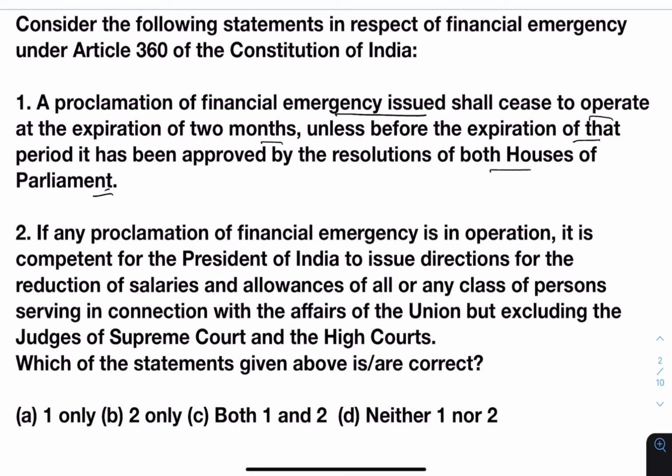If any proclamation of financial emergency is in operation, it is competent for the President of India to issue directions for the reduction of salaries and allowances of all or any class of persons serving in connection with the affairs of the Union, but excluding the judges of the Supreme Court and the High Court. We just read that the salaries of Supreme Court and High Court judges can also be reduced. So this statement is not correct. Statement 1 is correct. Answer will be 1 only.